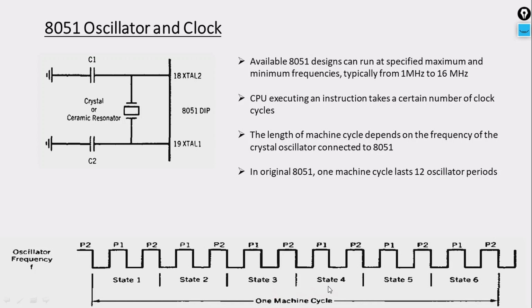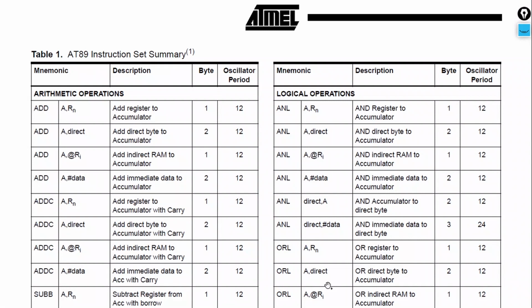Now let us look into the different types of machine cycles, that is, how many machine cycles are required by different instructions. This is the datasheet which we have collected from Atmel, the AT89C51. In this instruction set summary, these are our arithmetic operations.